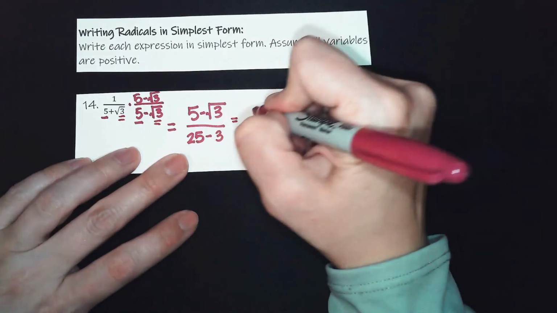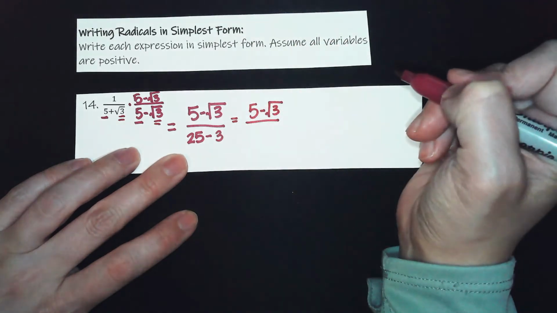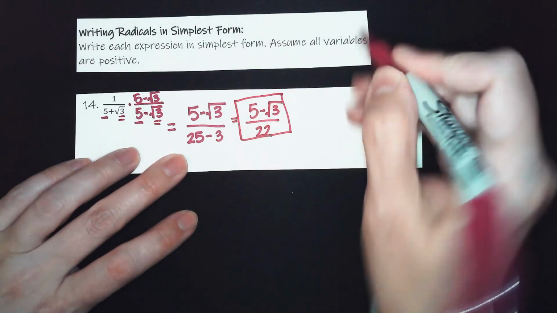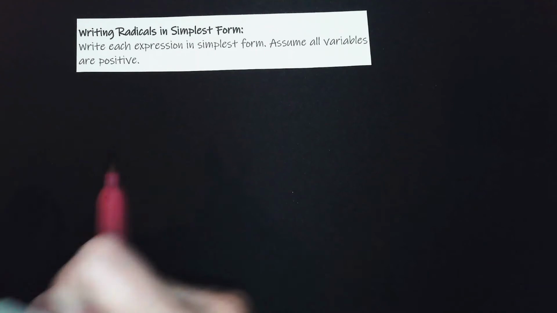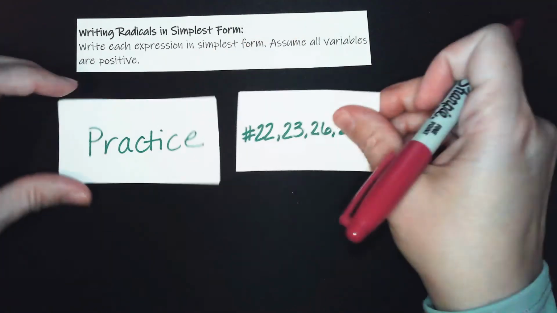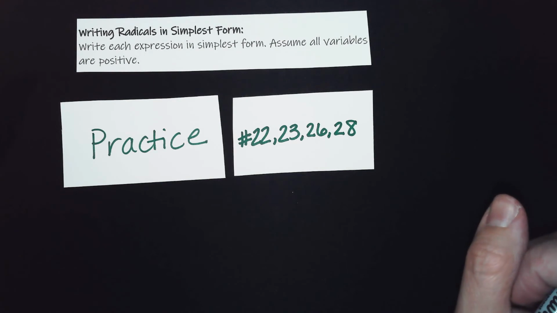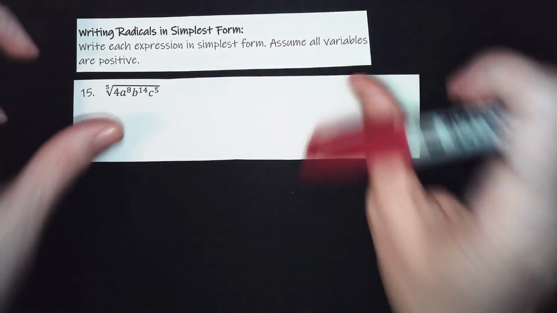So if I simplify this, the top is still 5 minus square root of 3. And the denominator is now 22. And that does not simplify anymore. So it's not ending this video, but now you can pause the video and go on to 22, 23, 26, and 28 in the practice. That goes with those problems, and then we'll resume with number 15.